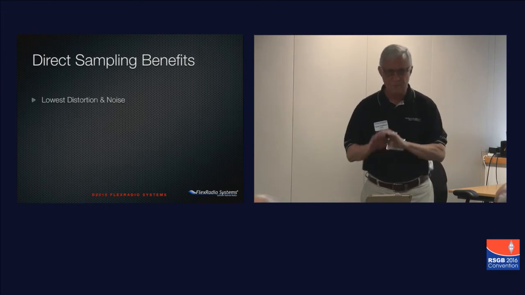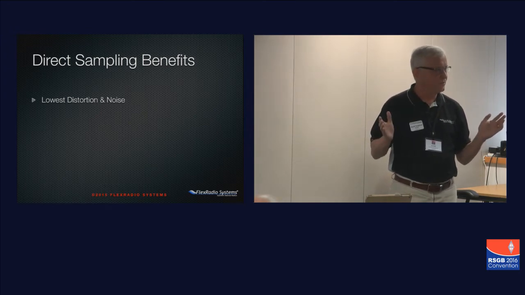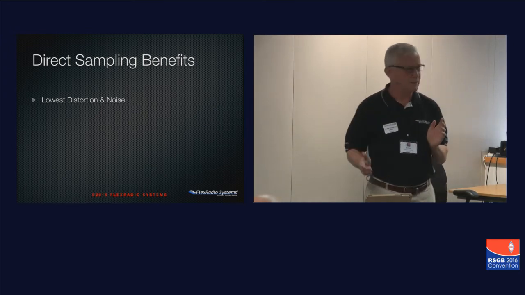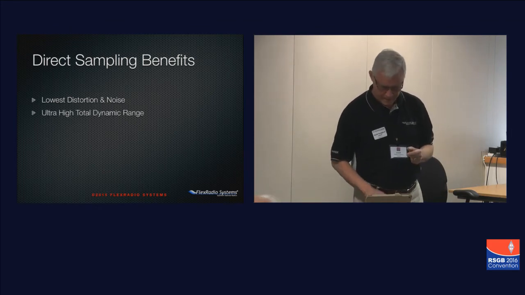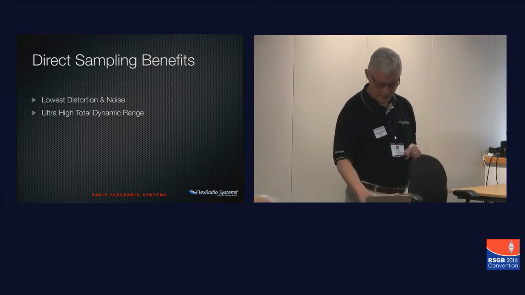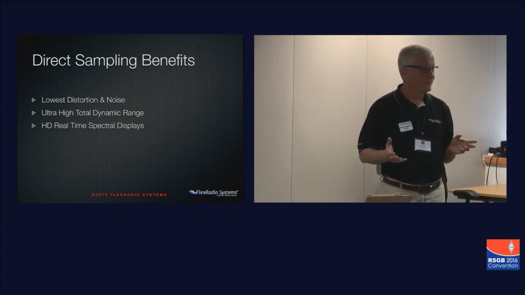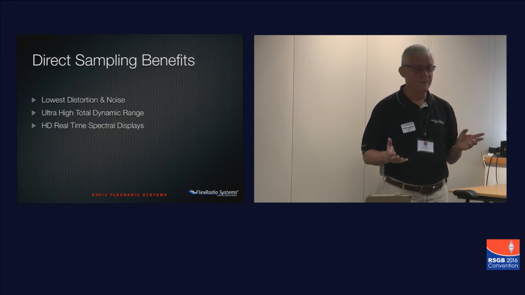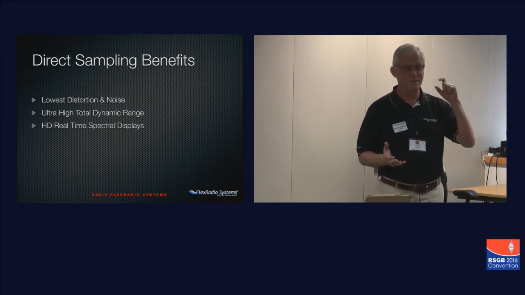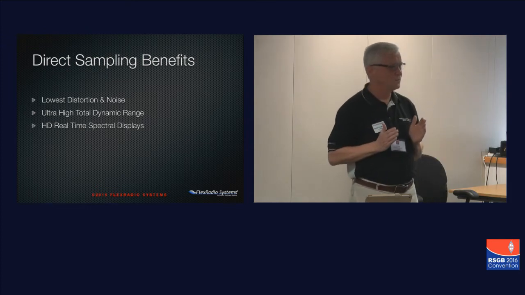The first one is because we eliminated all of those analog sections, all of them. We've gotten rid of the distortion and noise produced by those analog sections. They're not there anymore. And therefore, we can have extremely high dynamic range in these receivers and transmitters. We can also have real-time HD spectrum displays. That means I can literally see below the noise floor. You can actually see signals you can't hear because the filter bandwidth of the spectrum display is narrower than the filter bandwidth that I use for my ears.